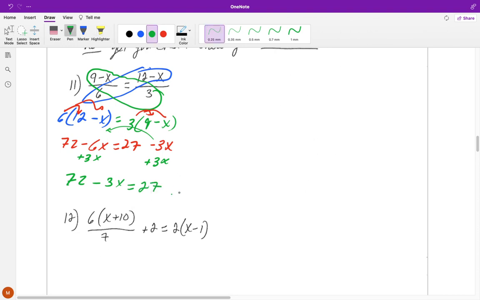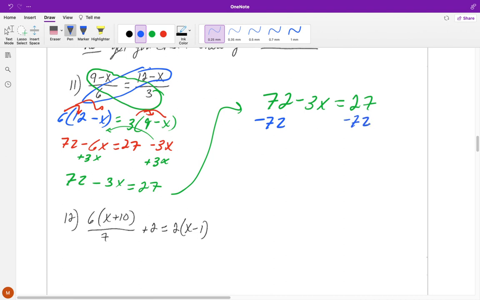All right, I was just erasing that so that we have more room. So now from here I have 72 minus 3x is equal to 27. Now I'm going to subtract the 72, since it's positive. So minus 72, just like the first question we did. So minus 3x is equal to negative 45. Now I'll divide each side by negative 3. So x is then equal to 15.